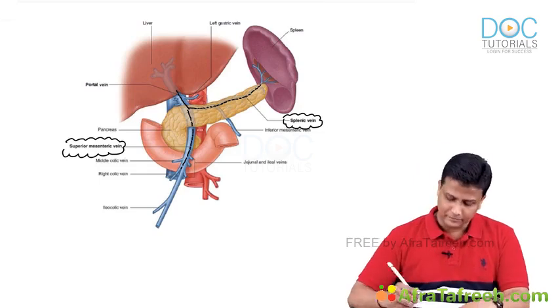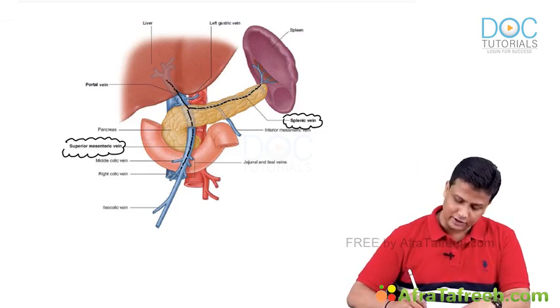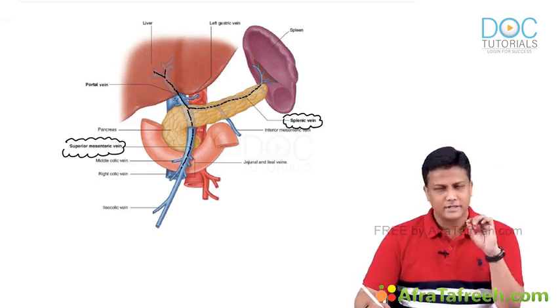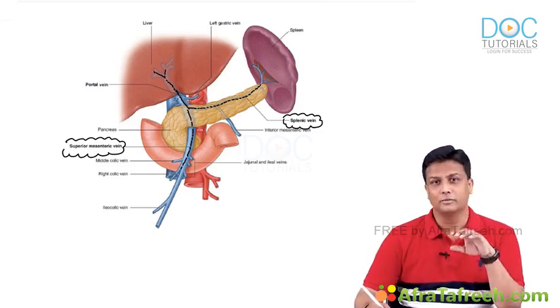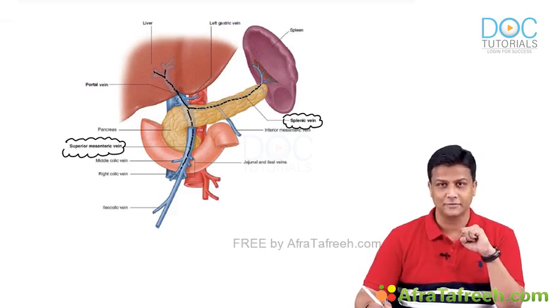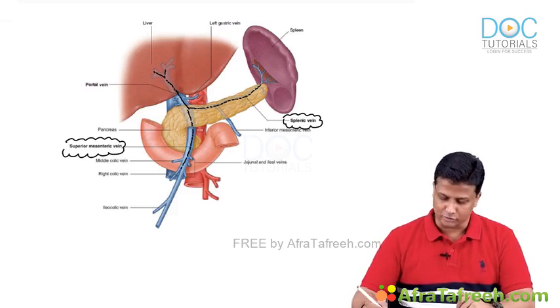These two will join together to form your portal vein, guys, hardly a matter of 8 centimeters long. That portal vein will go into the liver and divide into the right and the left branches. So basically, how is the portal vein formed? The portal vein is formed by the splenic vein and the superior mesenteric vein together. Those two will combine to form your portal vein.